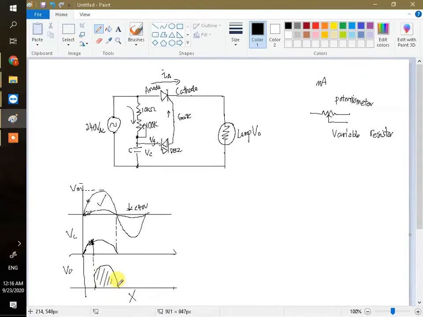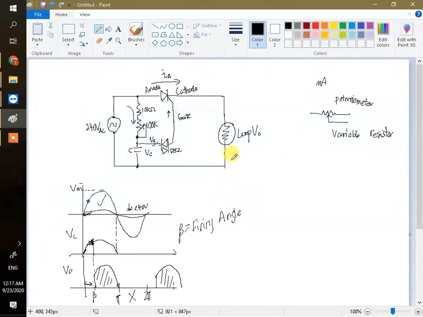So here is pi, here is 2 pi, and pi to 2 pi is nothing. Then after here, it will come up again, just like this one, the same size. Let me draw the same size here. Okay, same thing. From here to here is beta, so beta is the firing angle. We call it the firing angle.